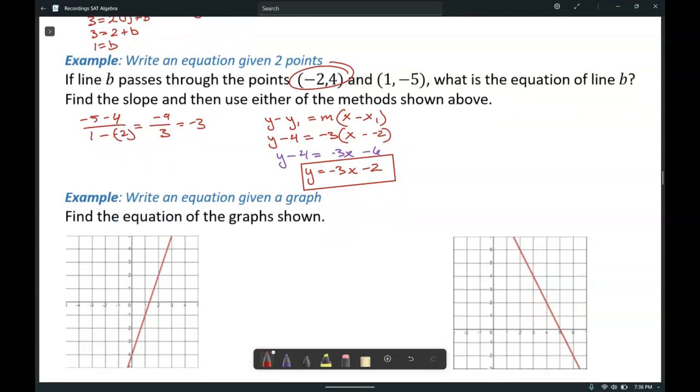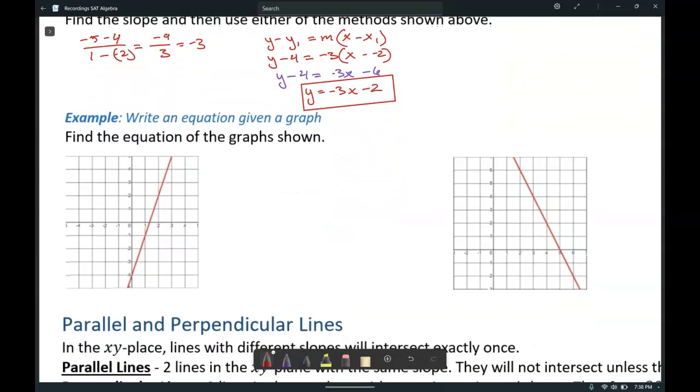Given the graph, we'll want to identify, again, slope and y-intercept if we can, in order to write our equation. Otherwise, we're going to have to use one of the methods above in order to solve. So given the first equation, we can notice that we've got the y-intercept plotted here at the point (0, -4).